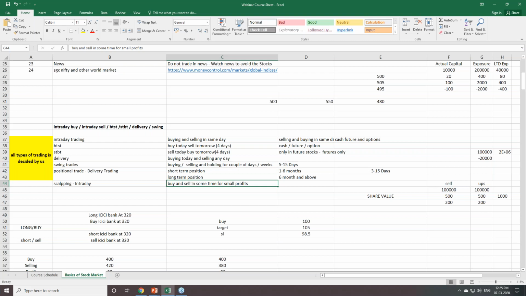So we buy a position, we will not be holding more than say 1 hour, 2 hours. We'll be holding maximum only for that time with a small stop loss. So that is called a scalping trade, and these kinds of traders are called scalpers.